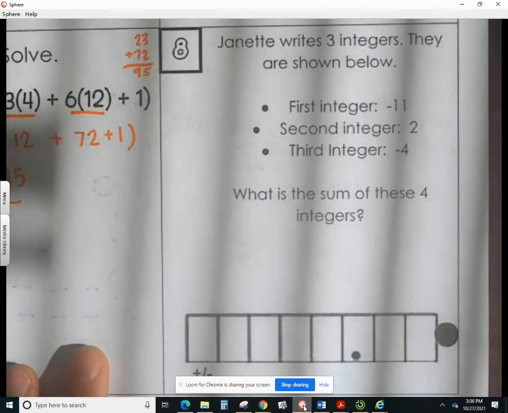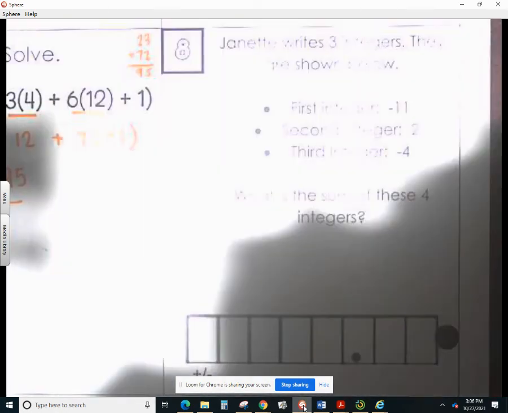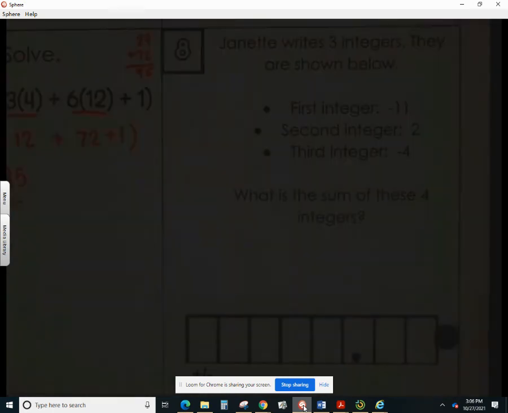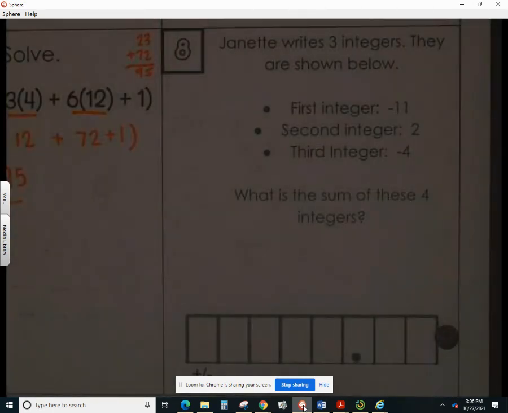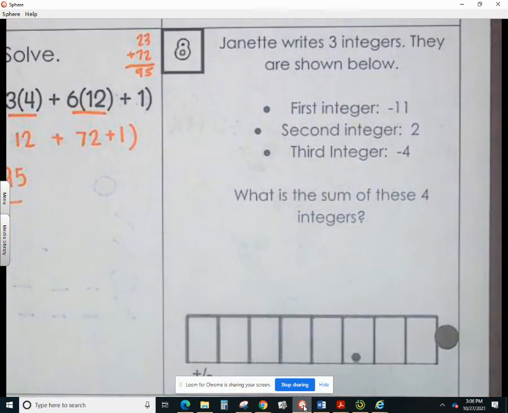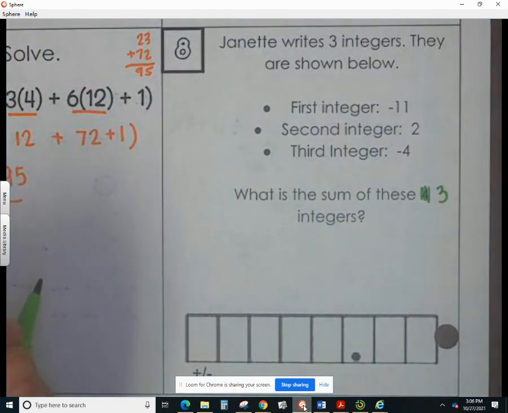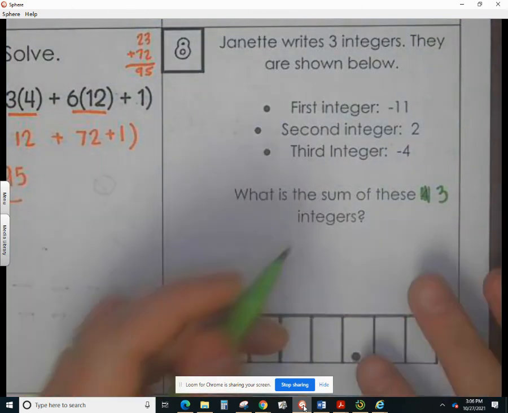Last problem is number 8. And I'm going to see if I can fix my lighting really quickly. Okay, let's see. Did that help? It's coming back. Okay, so Jeanette writes 3 integers, and this is supposed to say 3. Negative 11, 2, and negative 4, and we want to know the sum.